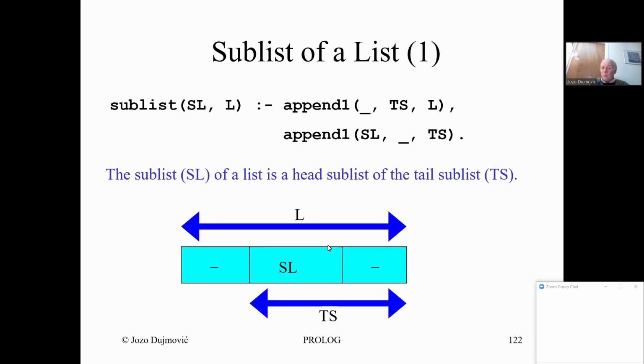Now I can say this TS is obtained by appending this SL plus an anonymous tail. And therefore, sublist of list is SL if I can cut this TS with appending an anonymous list here to list TS to get L. Therefore, this creates this TS. And then I say, I have sublist SL, the middle sublist, plus some anonymous tail sublist that gives me this TS. So the first one extracts TS, and the second one extracts from TS this sublist in the middle. And this is what is returned as the result.